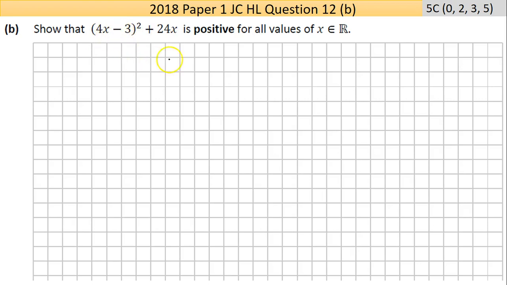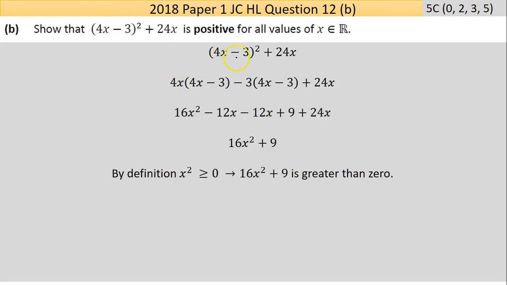I'm just going to expand this. So (4x minus 3) squared is the same thing as (4x minus 3) multiplied by (4x minus 3). I've written out the one bracket twice. First term to first bracket, second term to second bracket. Go left to right and simplify. 4x by 4x is 16x squared. 4x by minus 3 is minus 12x. Minus 3 by 4x is minus 12x. Minus 3 by minus 3 is plus 9. And the 24x here doesn't change, there's nothing being done to it.